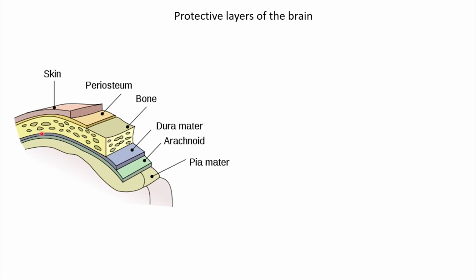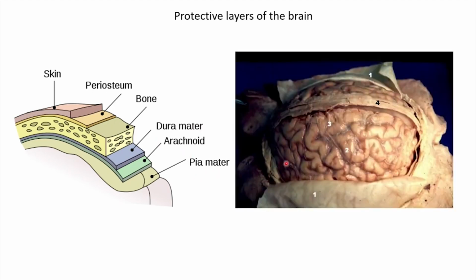Now, below the skull, there are another 3 layers that are covering the brain. These are called the dura mater, the arachnoid, and the pia mater. They are also shown in this picture here on the right. So in this picture you can see there is this layer that has been peeled off, that is indicated by number 1. This is called the dura mater. So this is a fibrous layer that is just below the skull and it is covering the brain.